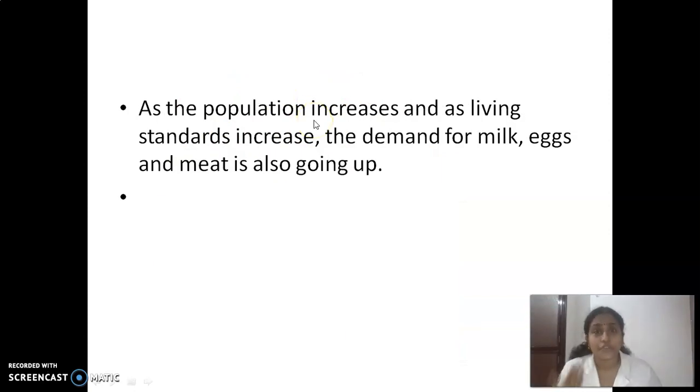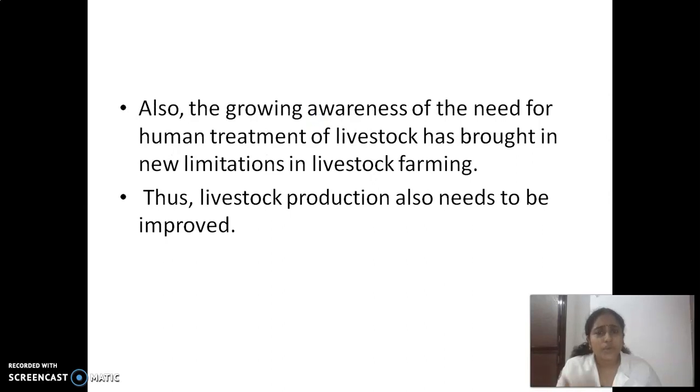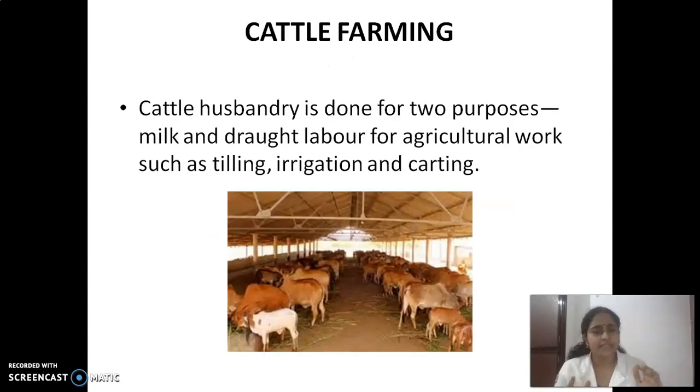As the population increases and living standards increase, the demand for milk, egg and meat is also going up. So, the growing awareness of the need for humane treatment of livestock has brought in new limitations in livestock farming. Thus, livestock production also needs to be improved. So scientific aspects are necessary. In this lesson we are discussing cattle farming, poultry, then fisheries, then apiculture. So first in today's class we can discuss cattle farming.